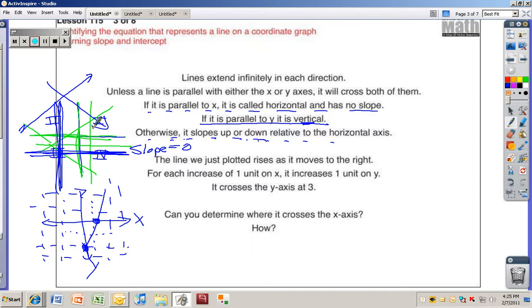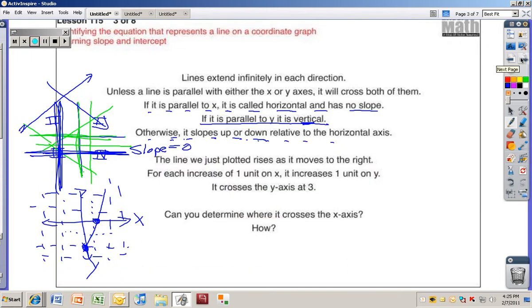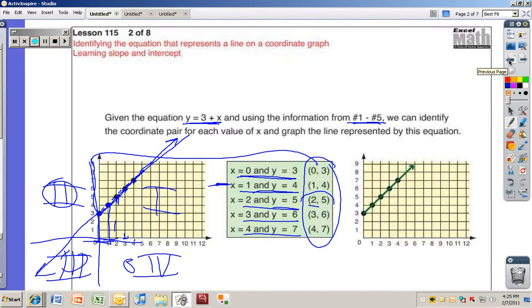The line we just plotted rises as it moves to the right. So the one we saw here before, it rises up to the right. Okay? Told you, this is kind of tricky. For each increase of 1 unit on x, it increases 1 unit on y. So what we're saying is, let's go back and look at this. For every time it moves over 1, it goes up 1.